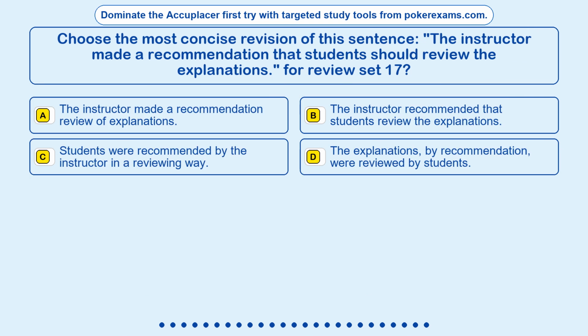Question 22. Choose the most concise revision of this sentence. The instructor made a recommendation that students should review the explanations. For review set 17. Option A. The instructor made a recommendation review of explanations. Option B. The instructor recommended that students review the explanations. Option C. Students were recommended by the instructor in a reviewing way. Option D. The explanations, by recommendation, were reviewed by students.